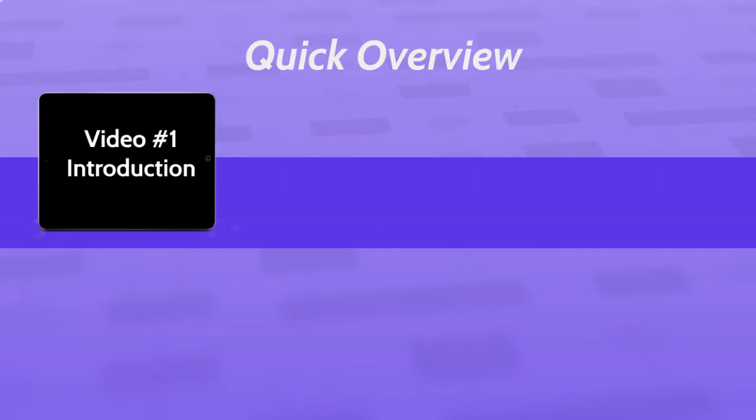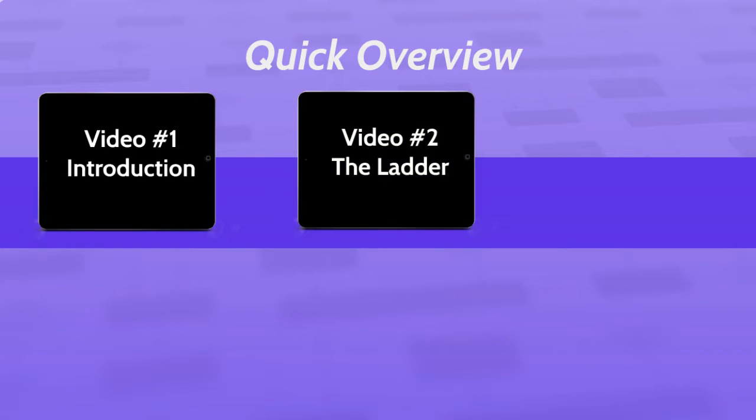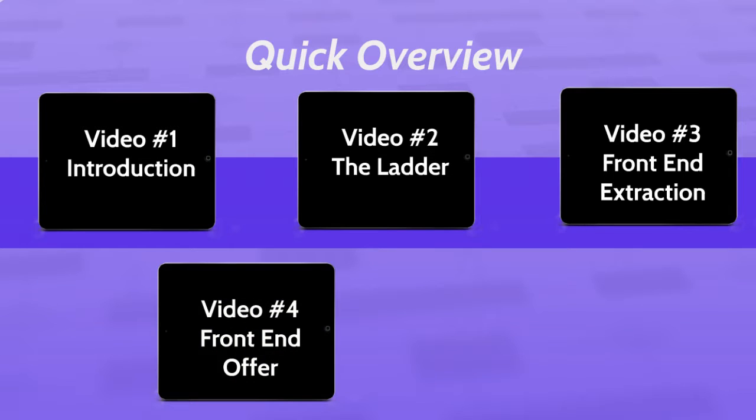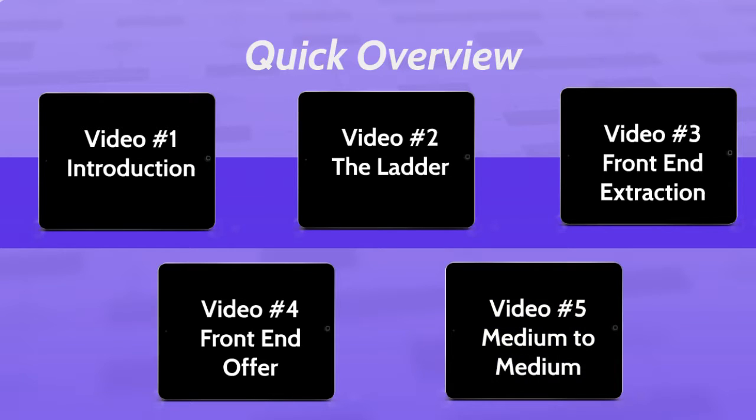So just want to give you a quick overview of this video course. Video number one is, of course, this video. Video number two, I'm going to talk about the ladder or the blueprint. And number three, we're going to talk about front end extraction. That way everything is congruent. And video number four, we're going to talk about front end offers. Video number five, we're going to talk about the medium to medium strategy, which is a strategy that you can use to increase your conversions a lot further.